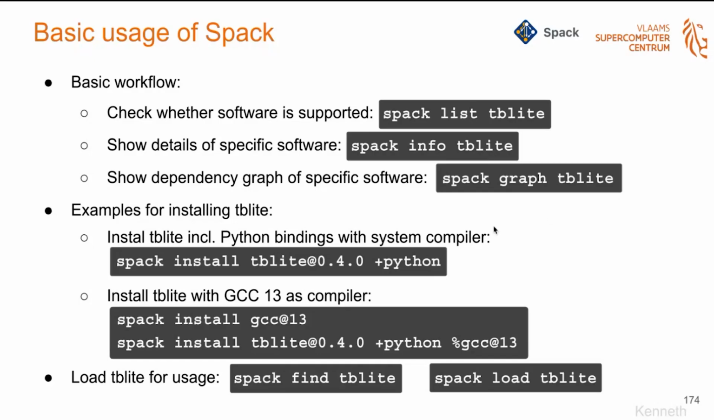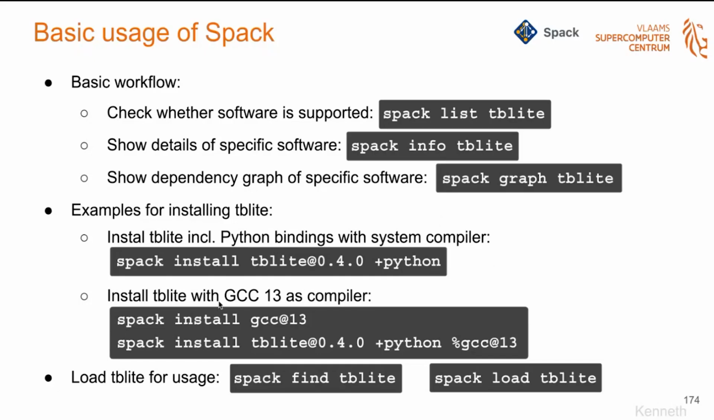And once you're happy with all of that, you can tell Spack to install a particular software package. And rather than using something like a recipe in an easyconfig file, you typically just specify on the command line what you want. So here we say we want a particular version of TB Lite, so we do @0.4.0. And we also want the Python binding, so we do +python. So we enable the Python variant that Spack knows about.